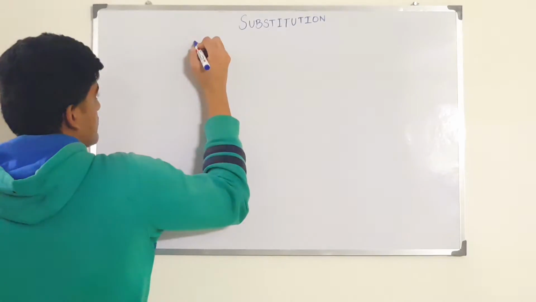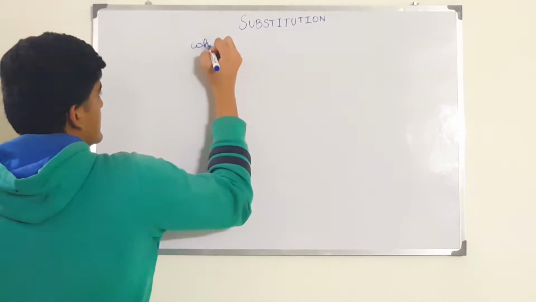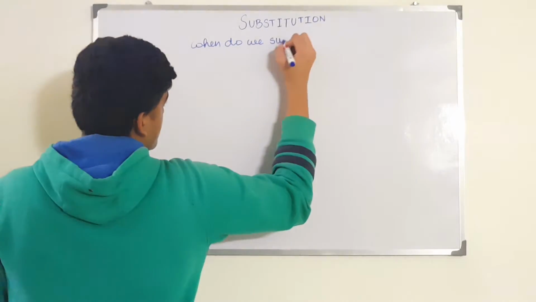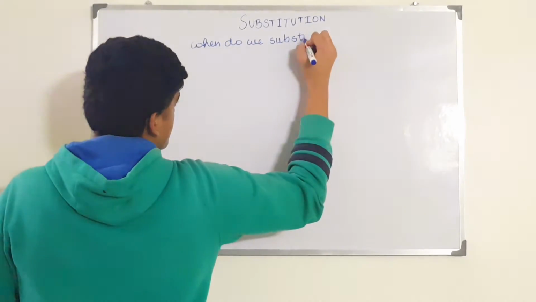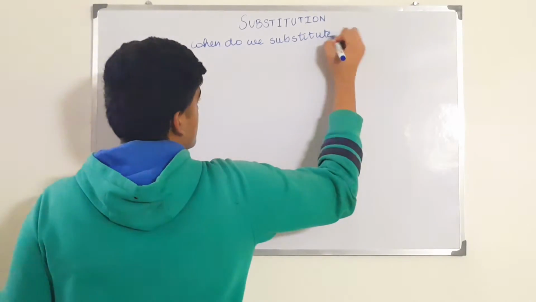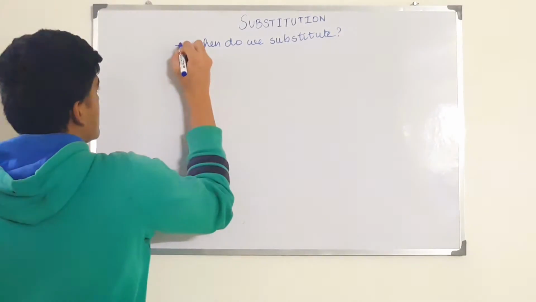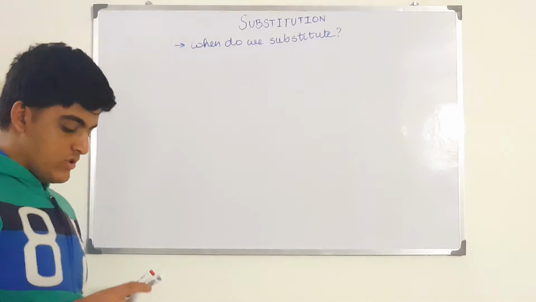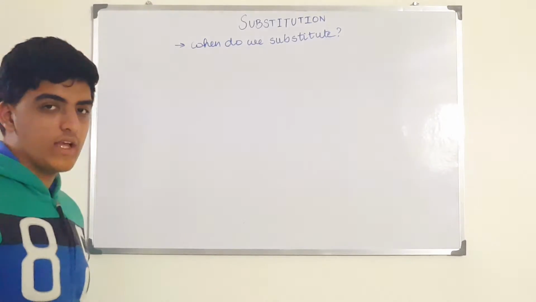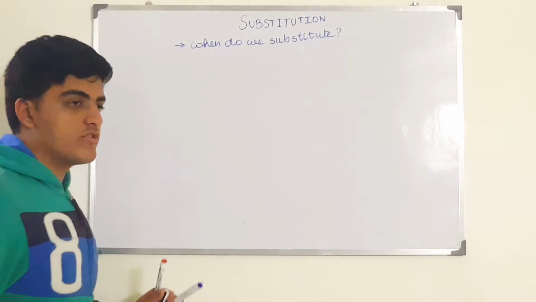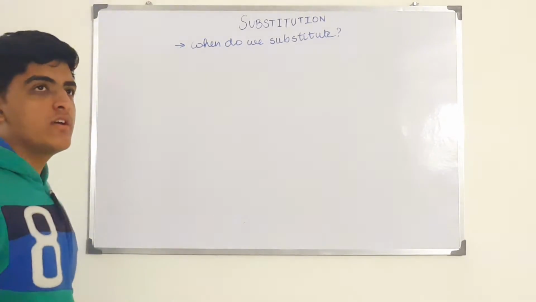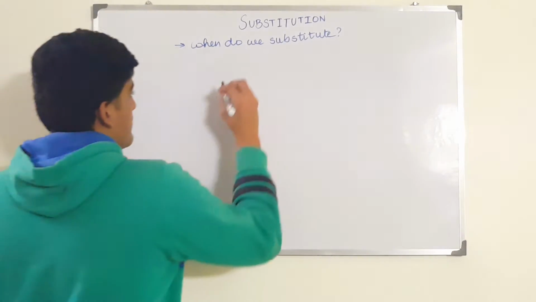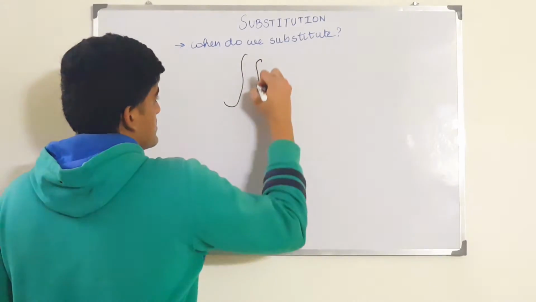For example, the first question is, when do we substitute in integration? This is the first question, and it has a very simple answer. So there is this generalized formula, and you might be able to relate to this formula for whenever you had used substitution. So this is the formula.